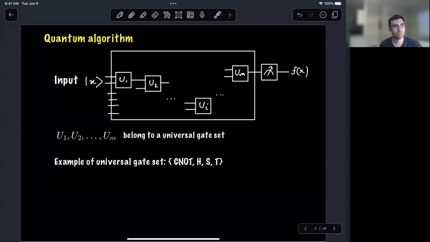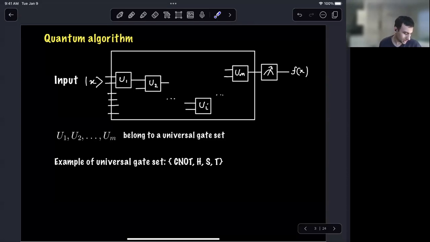One example is this one: CNOT, H, S, and T. The exact definitions of these are not important, these are just four unitaries. And the important question underlying quantum complexity theory is: if we are given the classical description of this circuit, can it be simulated classically or not? And we believe that it's not possible to simulate it efficiently.